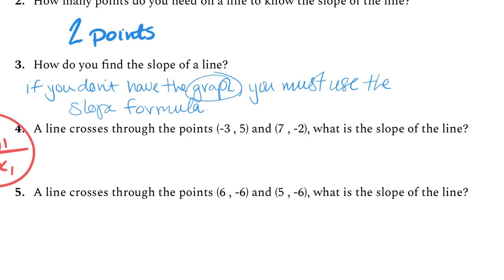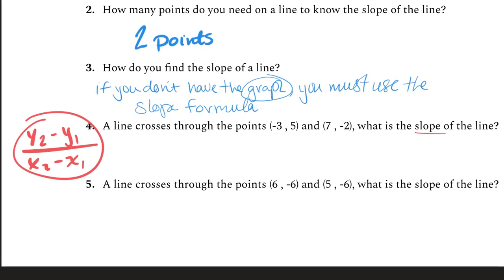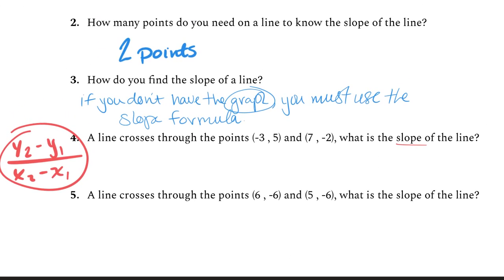Number 4 says, a line crosses through the points -3 and 5, and then 7, -2. What is the slope of the line? Well, we can't see that line, can we? But we can use the slope formula. Now remember, every point, the first number is an x and the second number is a y.